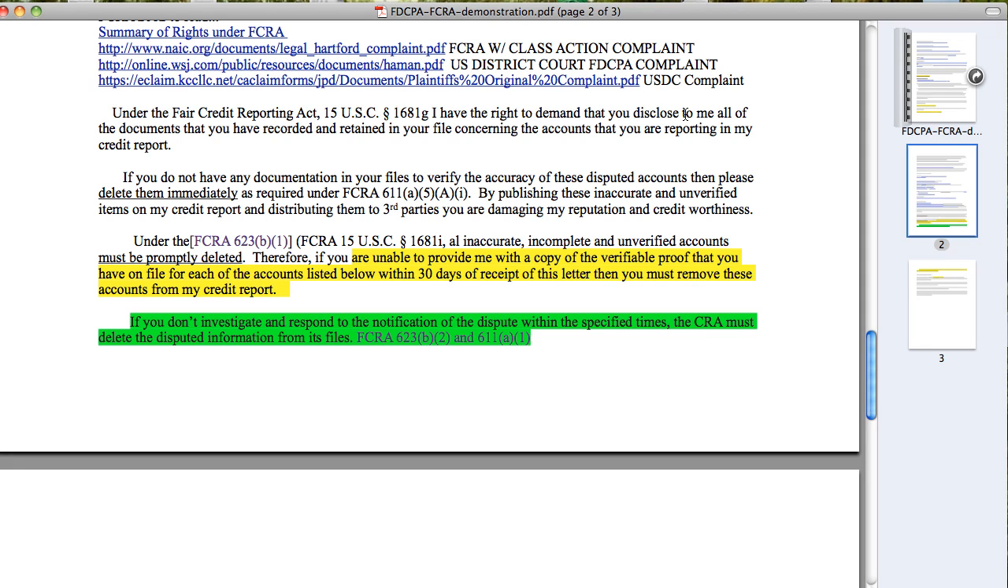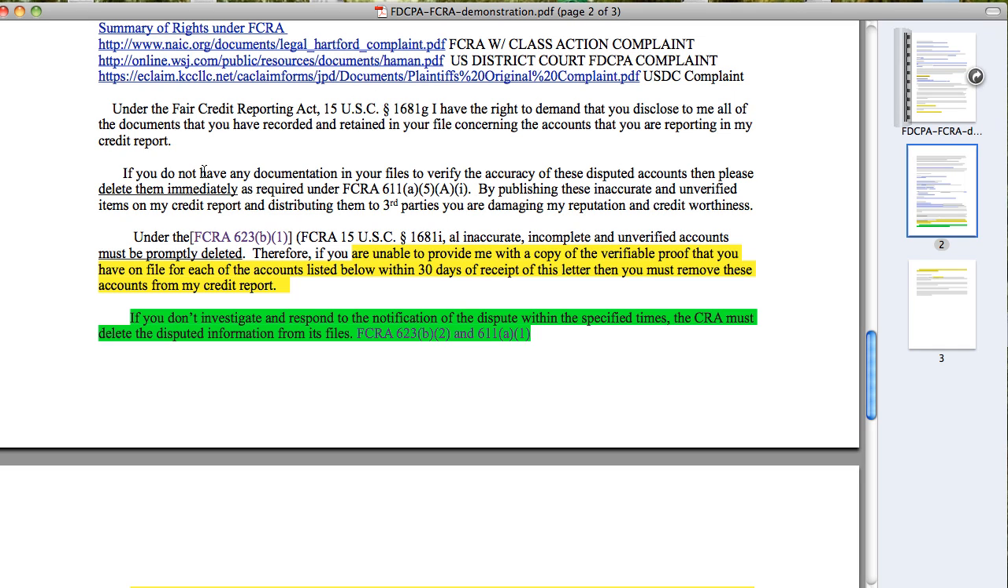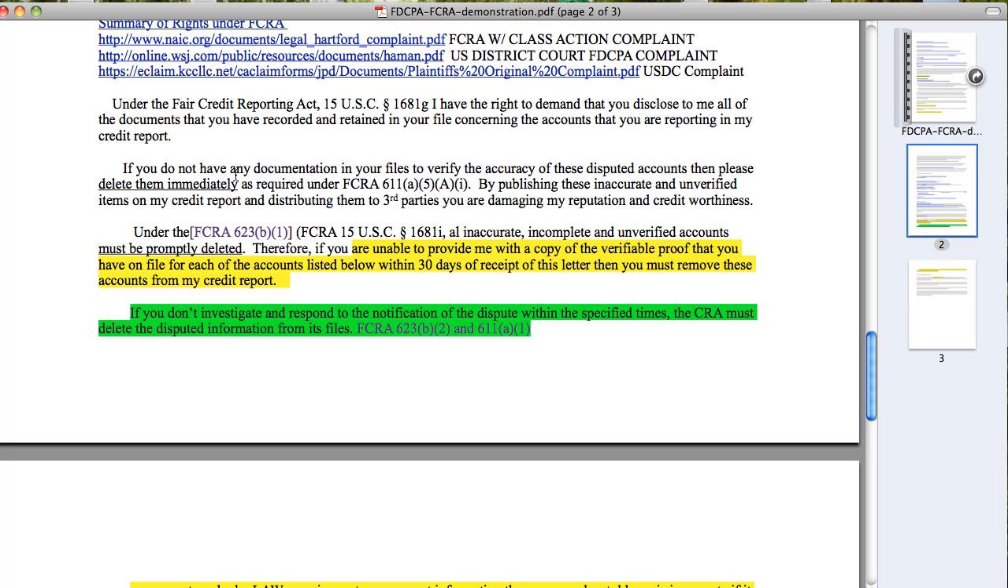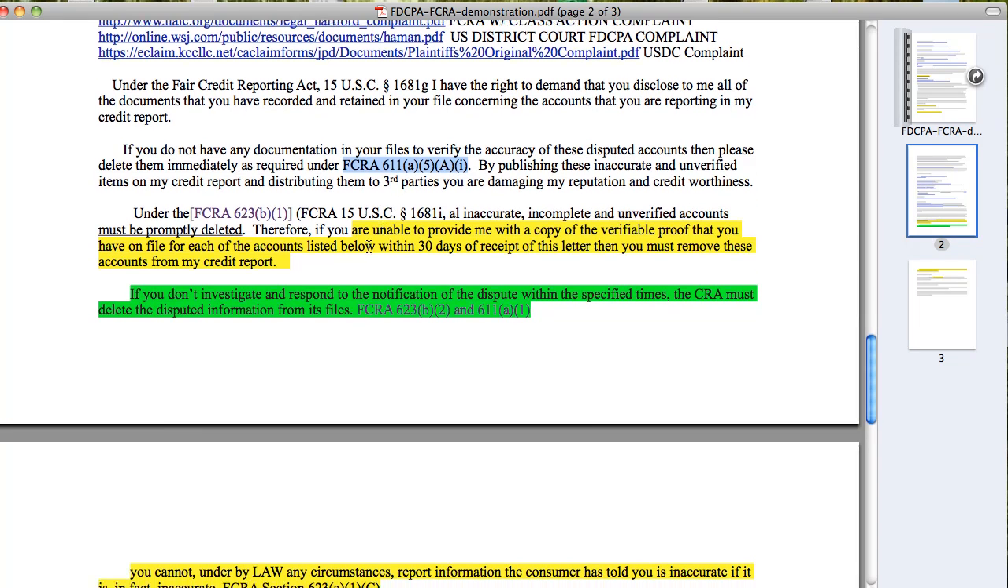You have the right to demand, under the Fair Credit Reporting Act, and this is where the section is, that they disclose the documents in their records and retained in their file in regard to the accounts that they're reporting on. You can go look at these citations and see exactly what they say. If they don't have any of the documents in their files to verify the accuracy of those disputed accounts, they must be deleted immediately. That's under the Fair Credit Reporting Act. It also says inaccurate, incomplete, unverified accounts must be promptly deleted. If they don't investigate or respond to notifications of dispute within the specified times, the credit reporting agency must delete the disputed information. Here's another citation for that.